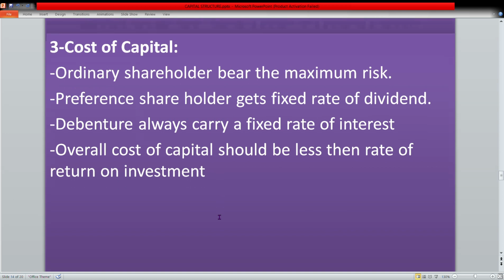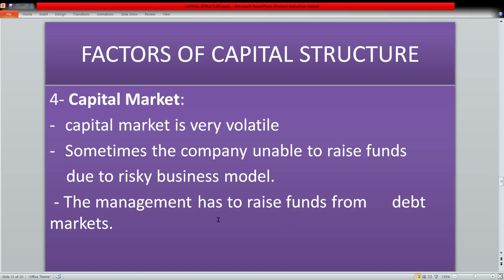Then you come to the fourth point. This is your capital market. All of you know that capital market is very volatile. Sometimes it goes down, sometimes it goes up, and the market is so volatile that sometimes the company is unable to raise the funds due to risky model of business.